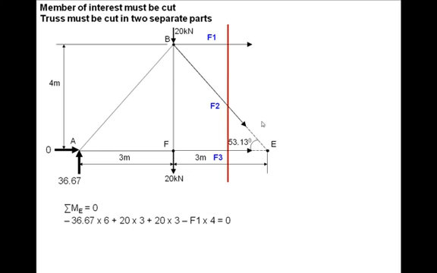See, both are anti-clockwise. And then F1 into this height 4, that is clockwise negative. Okay, now you see this equation only has one unknown, F1, and we can work it out, and it has come negative. Here I have assumed the direction away from the section, that is tension. It's come negative, so all I can say is F1 is 25 compressive.